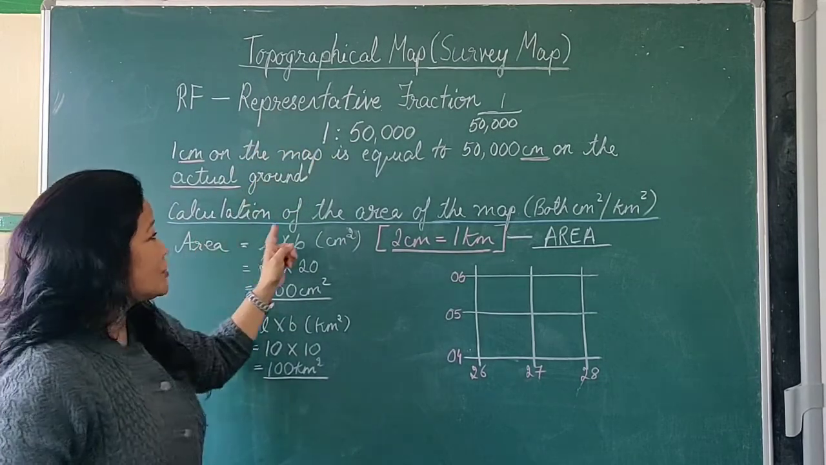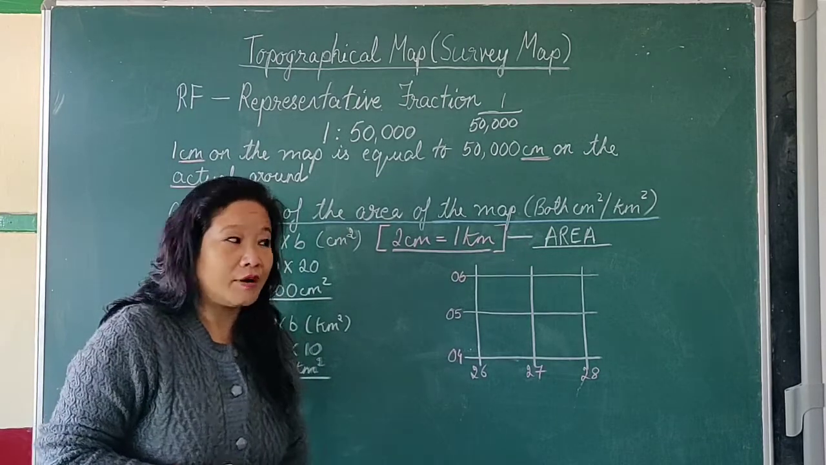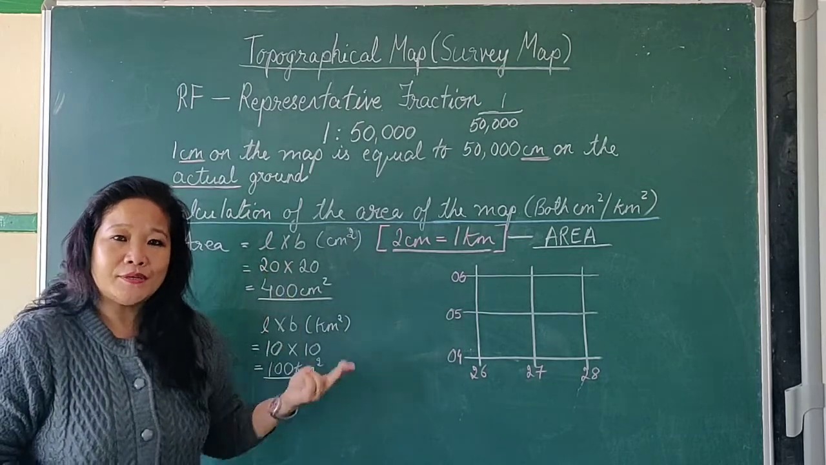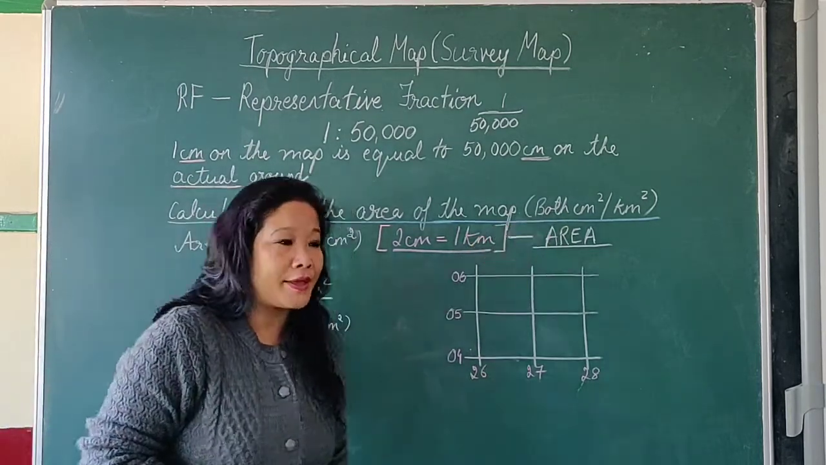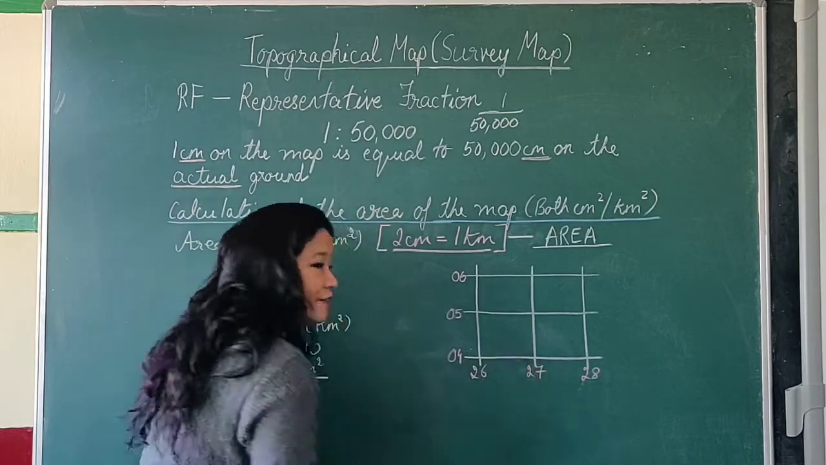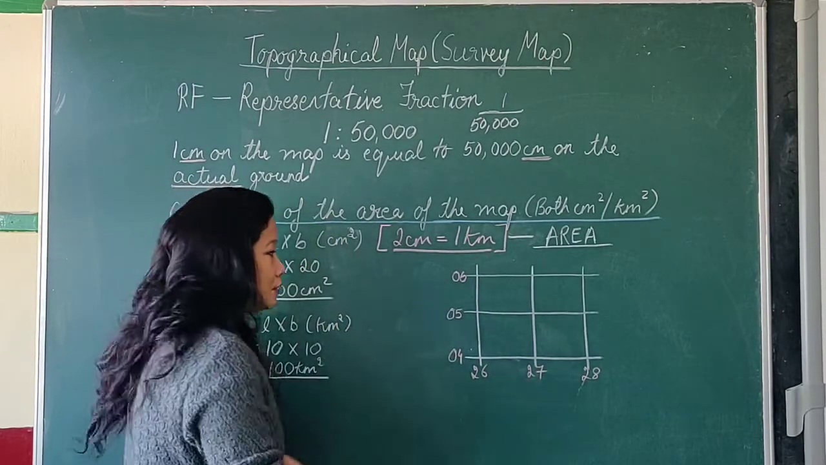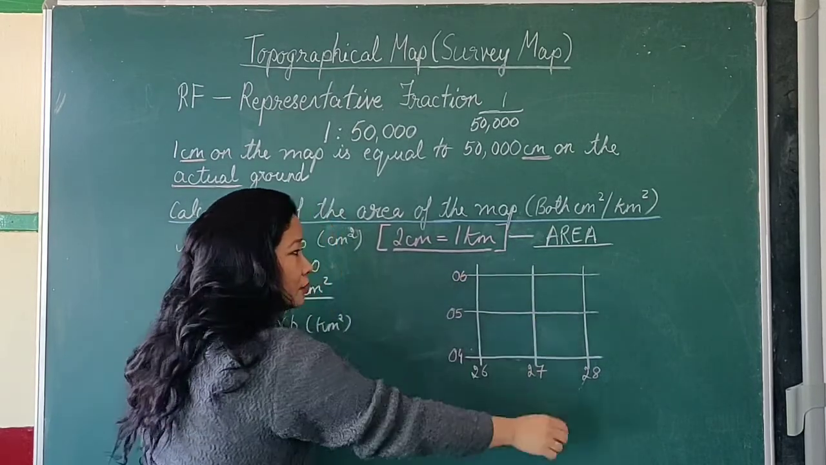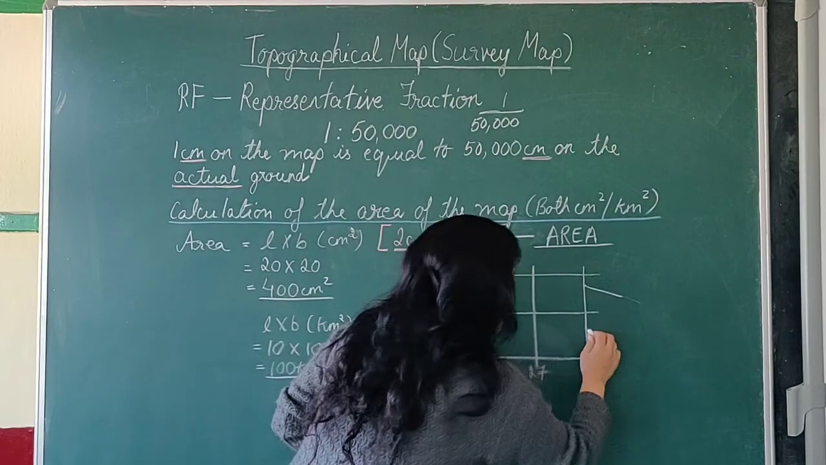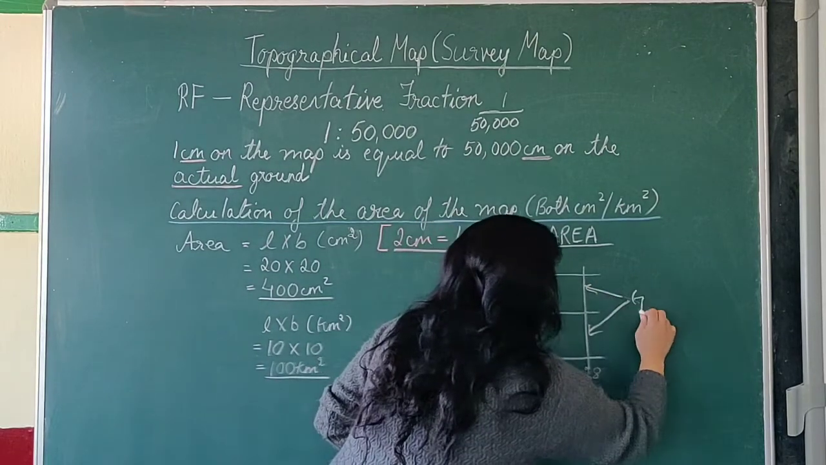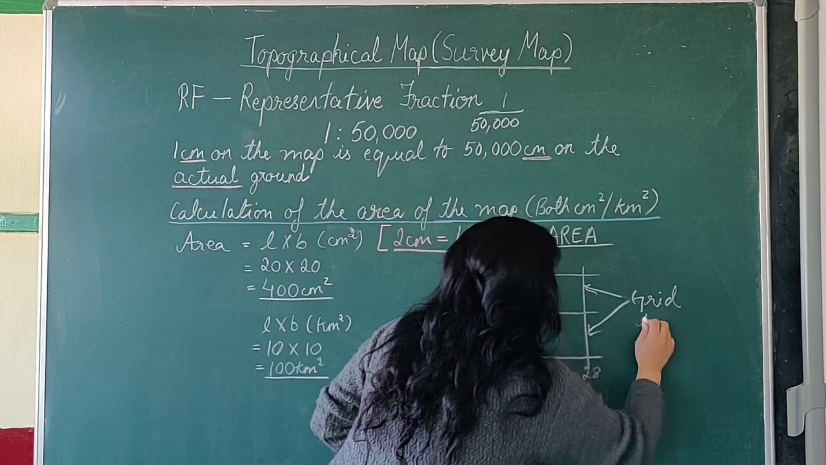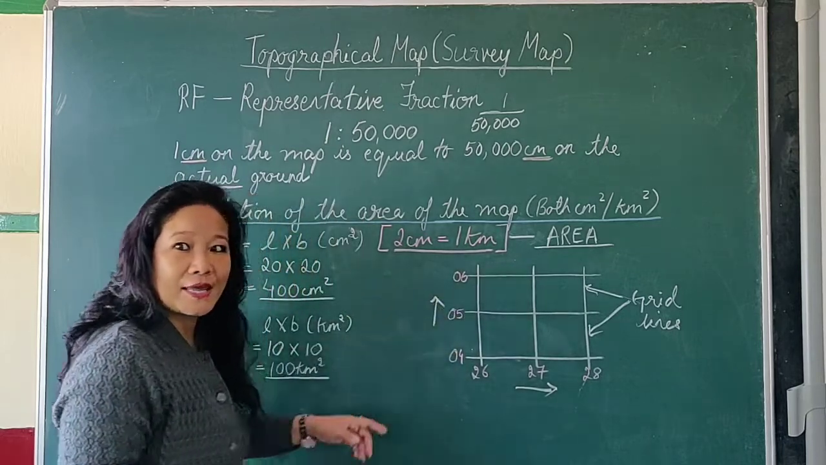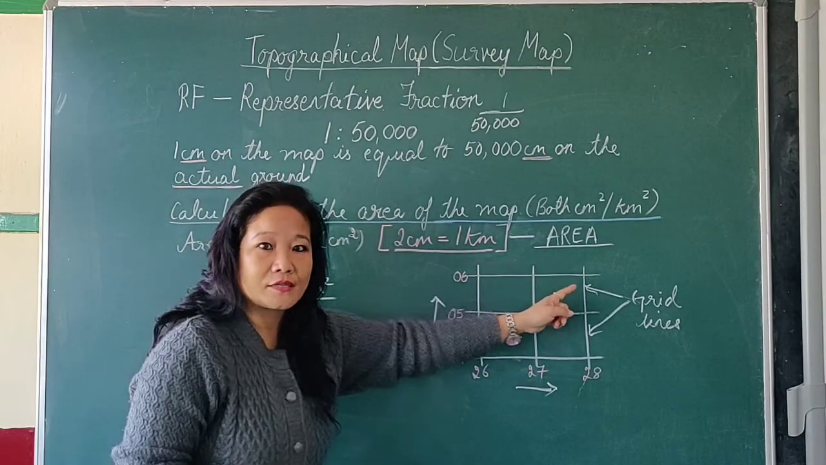Now, how do you calculate the area of the map? The area of the map can be calculated in two units: one is centimeter square and one is kilometer square. Now, every map, I'm going to show you the map a little later, then I'll explain. In every map you will see these lines. These are called grid lines.